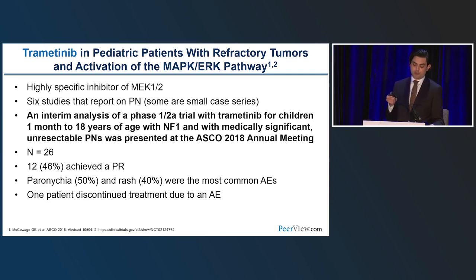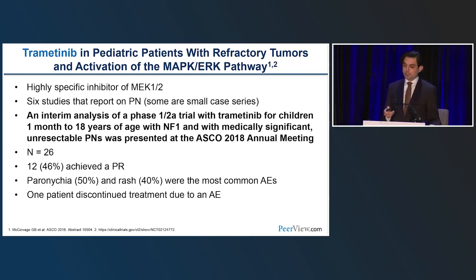Some of them, although, are small case series. But the largest one was a phase 1/2A trial in kids aged 1 month to 18 years with medically significant, meaning causing symptoms, typically progressive tumors that were unresectable. The final results of this have not been published, but at ASCO in 2018, there was an abstract that gave an interim analysis of 26 patients, of which 46% achieved a partial response.